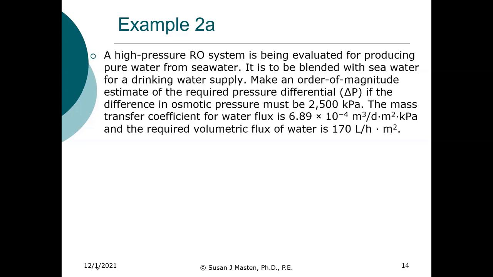So we have a high pressure RO system, and it's being evaluated for producing pure water from seawater. It will be blended with seawater for a drinking water supply. Why? Because otherwise the total dissolved solids is essentially zero. You've stripped out everything from the water and it's highly corrosive. So by blending it, we can produce a water that is more stable and then can be distributed.